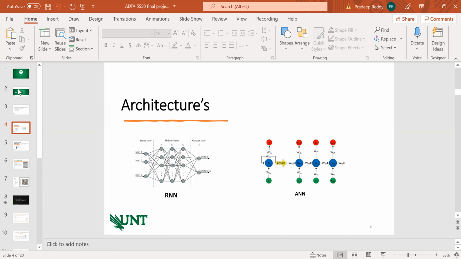Also, RNN has a few challenges. One of the common challenges is that it suffers from the vanishing and exploding gradient problem. This problem is usually common to all types of neural networks.